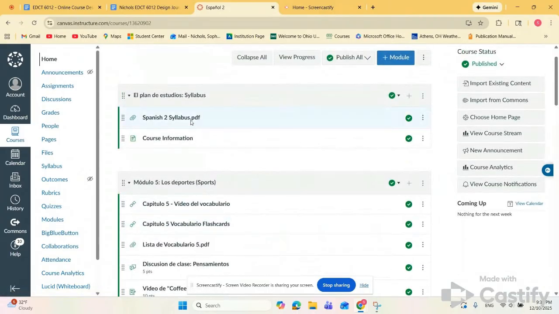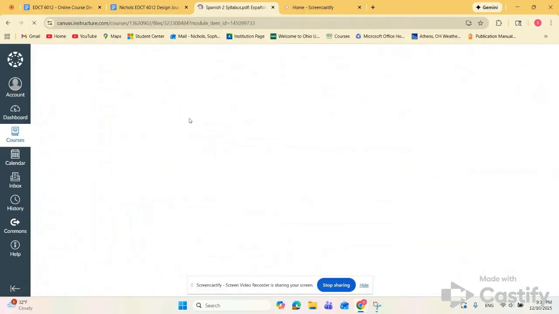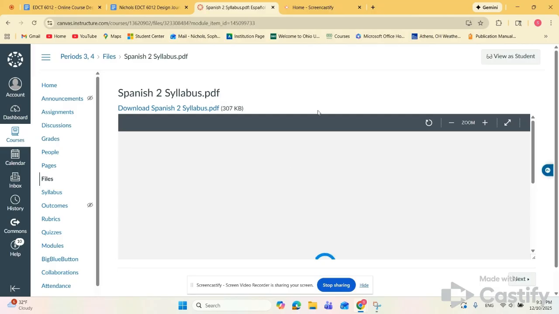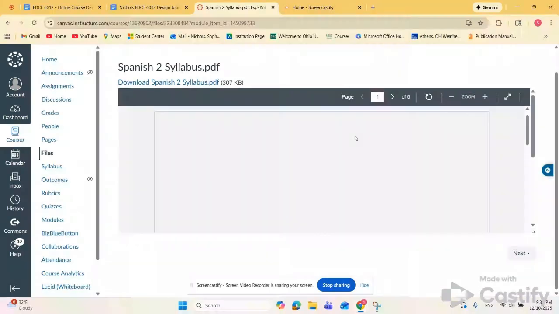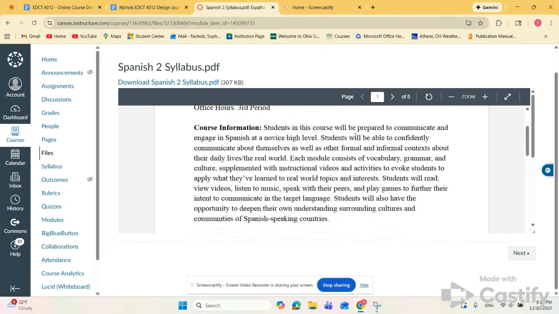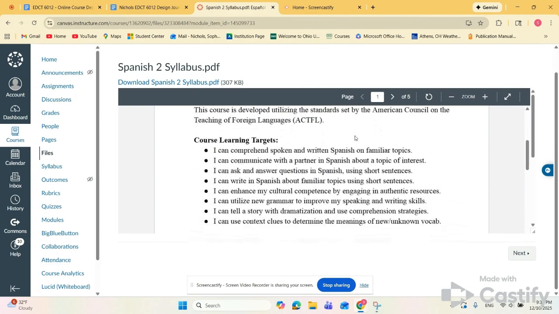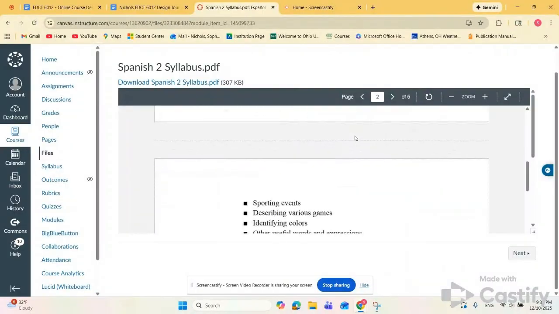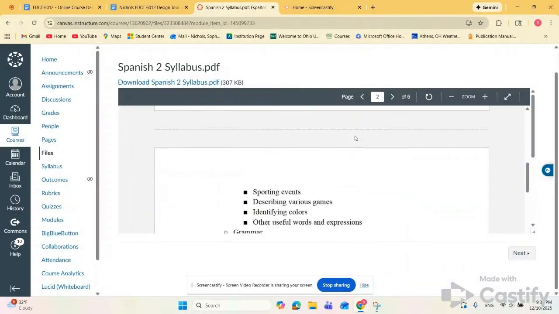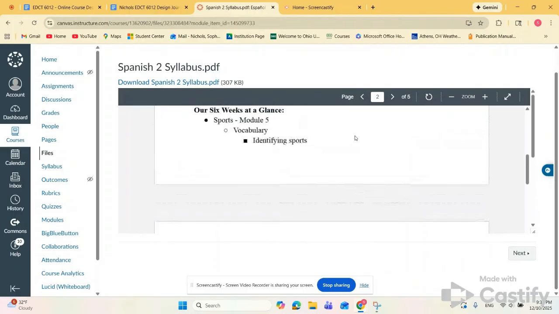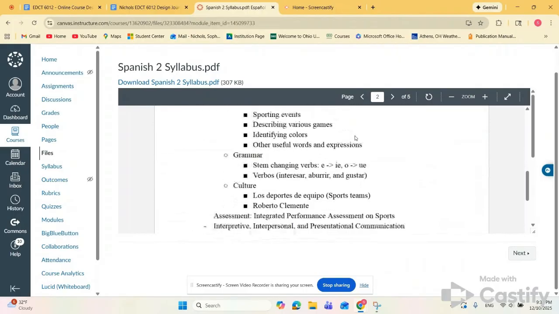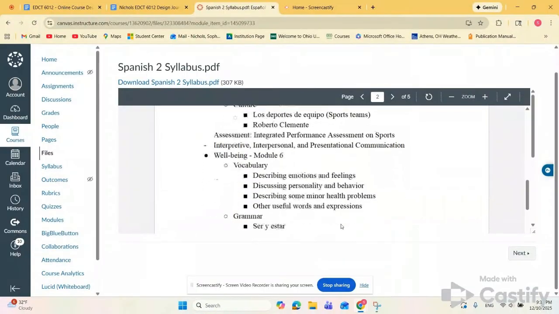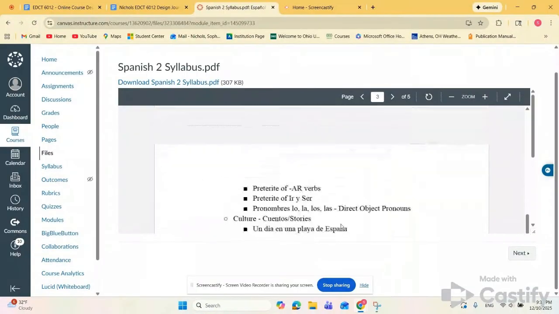I'll give a short little glance at the syllabus I've created. It has my contact information, course learning targets, and then the 6 weeks at a glance. In this course I created 4 modules, but essentially it goes through these different topics that you will see. So it's broken down into vocabulary, grammar, culture, and then what their assessment would be.